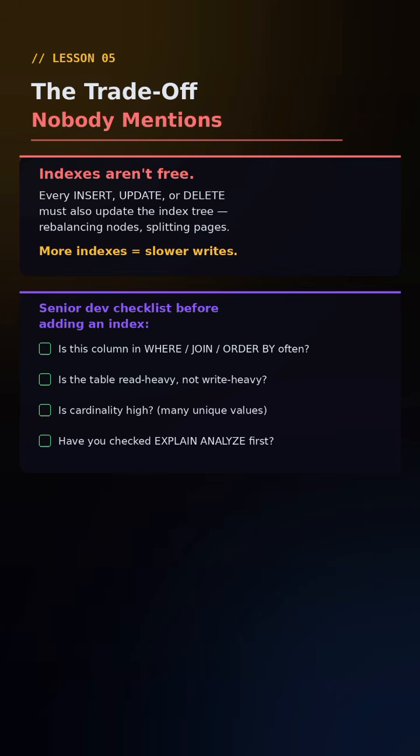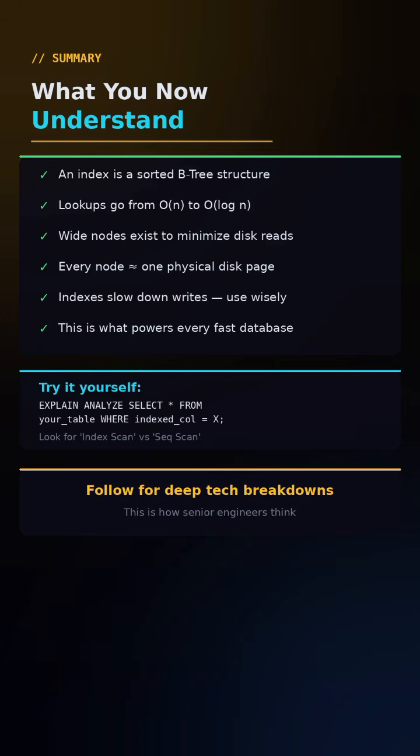An index is a sorted B-tree structure. Lookups go from O(n) to O(log n). Wide nodes exist to minimize disk reads. Every node is roughly one physical disk page. Indexes slow down writes, so use them wisely. This is what powers every fast database in production.